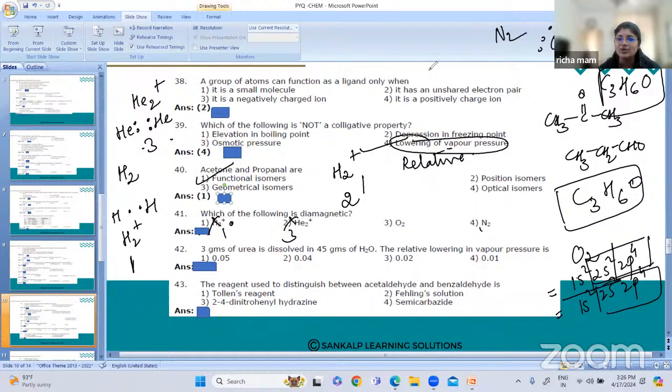Then N2. If I see N2, nitrogen is 7: 1s2, 2s2, 2p3. So 7 and 7, 14 electrons. Counting 1, 2, 3, 4, 5, 6, 7, 8, 9, 10.